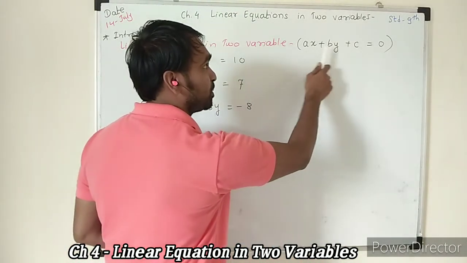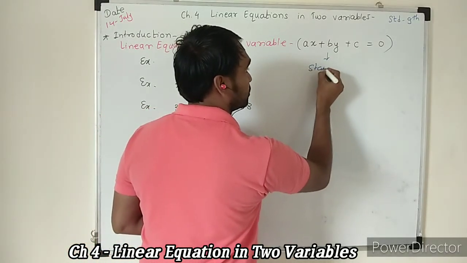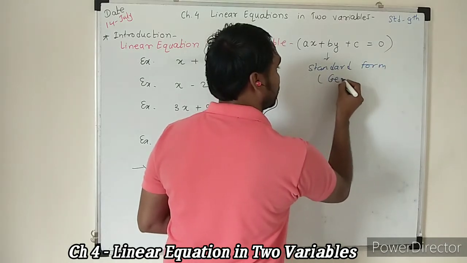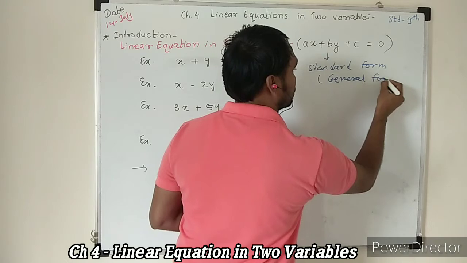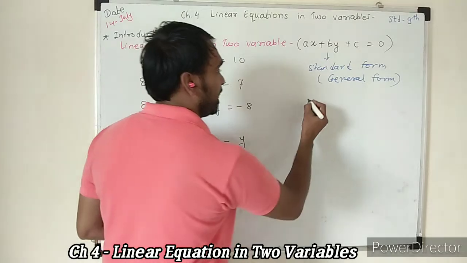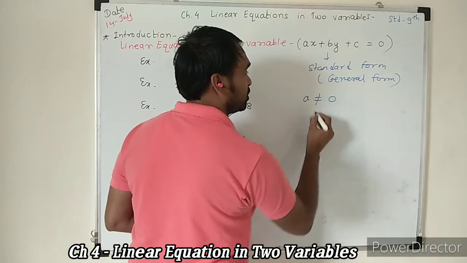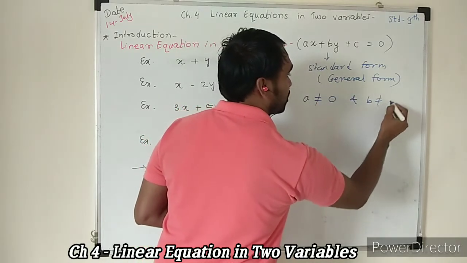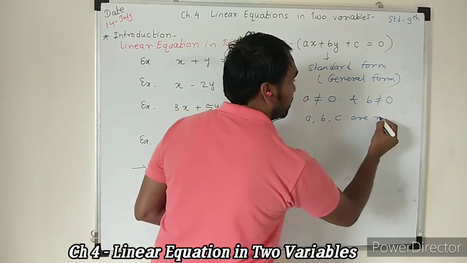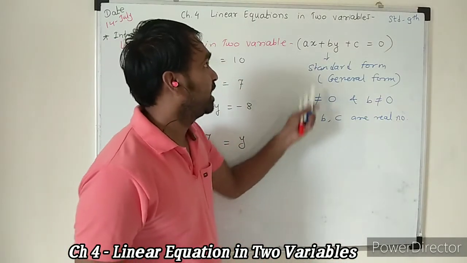The standard form is ax plus by plus c is equal to 0. This is called the standard form. Another name is the general form. Here ax plus by plus c is equal to 0, where a is not equal to 0 and b is also not equal to 0. Here a, b and c are real numbers.